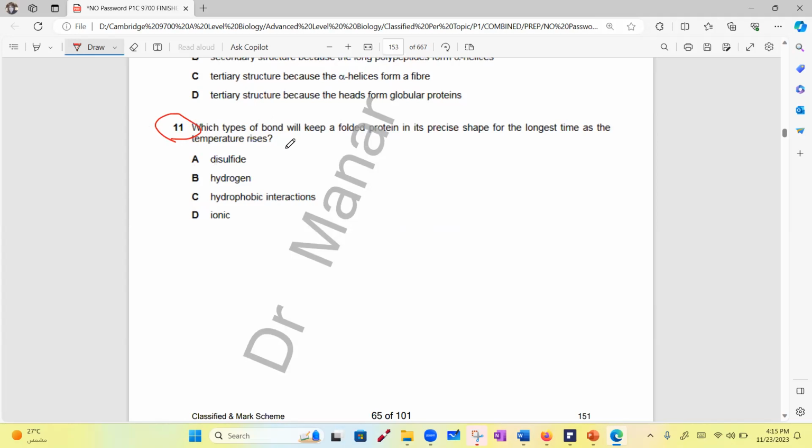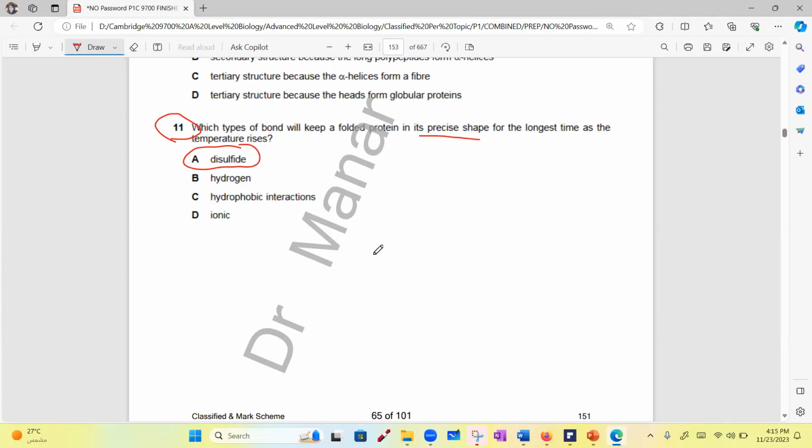11. Which type of bond will keep a folded protein in its precise shape for the longest time as the temperature rises? You have disulfide, hydrogen, hydrophobic, and ionic. These are the 4 bonds that we said determine the shape of the tertiary protein between the R groups. Which bond is the strongest bond, we said? Disulfide. Yes, the disulfide is the strongest bond. The weakest is which one?